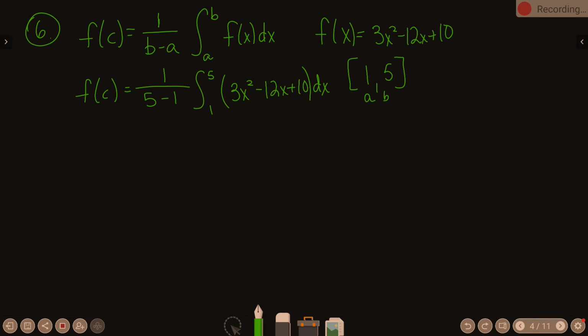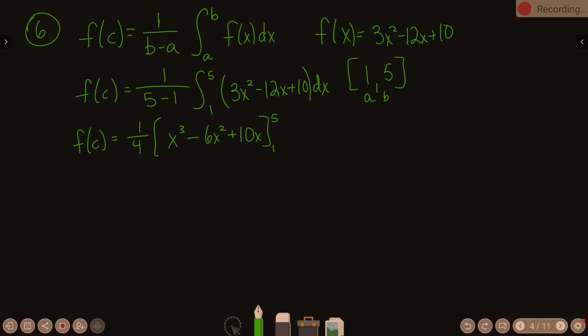Okay? Keep in mind this is f of c we're finding, so 1 over 4 times the integral. So let's integrate. Integral of 3x squared, x cubed, minus 6x squared, plus 10x, evaluated from 1 to 5.